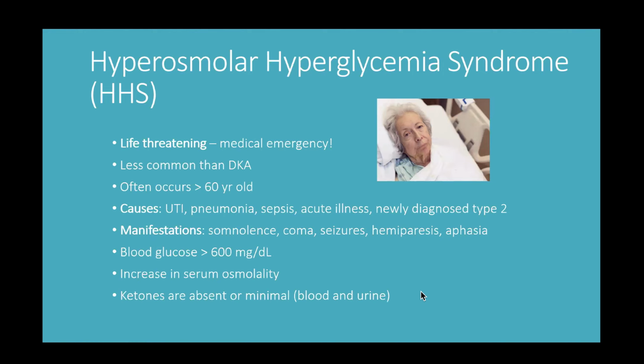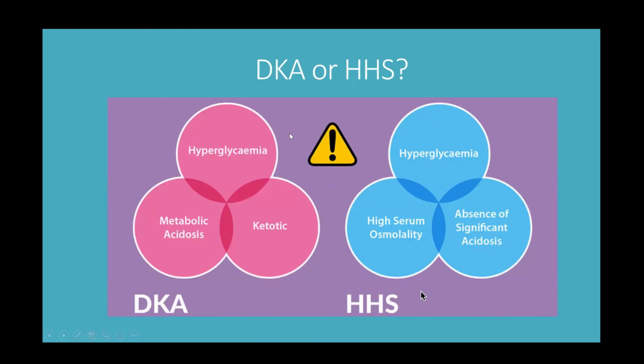So they're very similar, and the way you tell the difference is kind of looking at their age. Again, it's going to occur more often in the elderly. It's going to be seen probably more often in a type 2 than type 1, but it can be in either, and there's no ketones. So serum osmolality high, ketones absent. So that's kind of a little picture for you. What's the difference here? They're both hyperglycemic, usually higher hyperglycemia in HHS. They're not acidotic in HHS, and they don't have ketones.